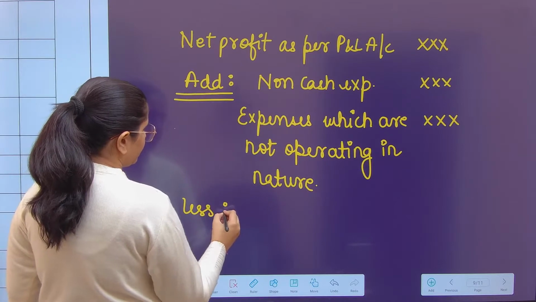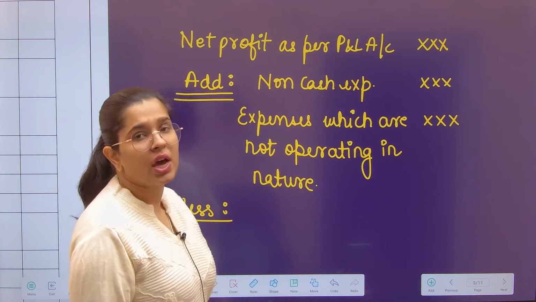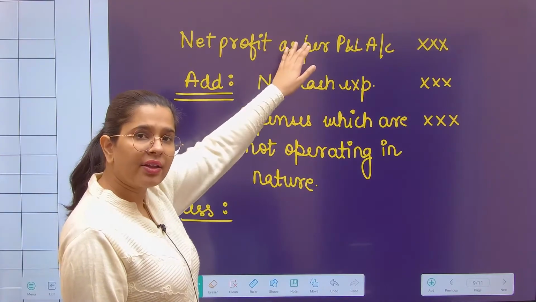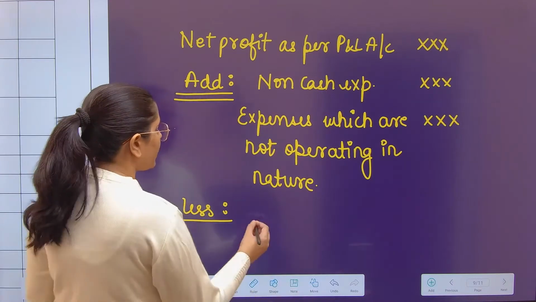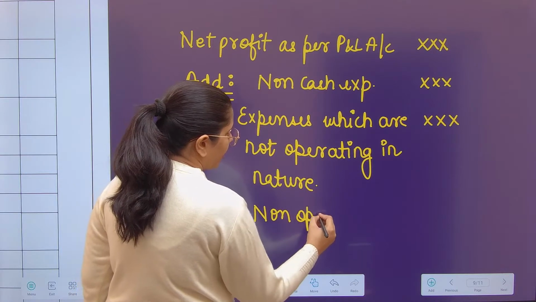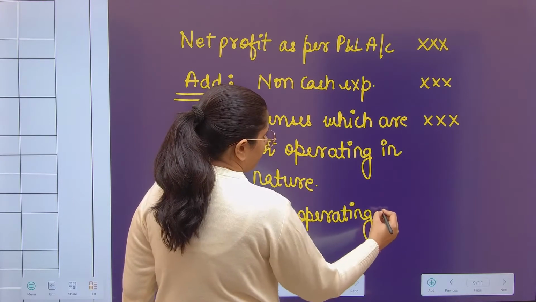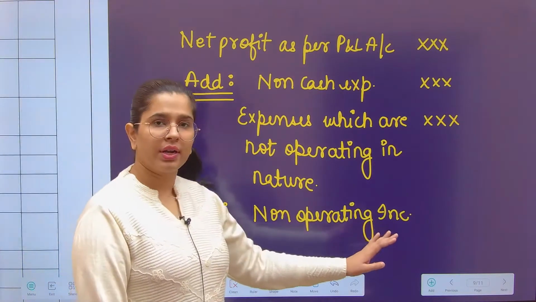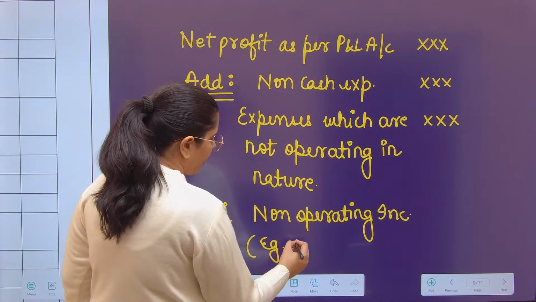After doing this, I will less. What will I less? There will be such incomes which are not operating in nature. I must have added that in calculation of net profit. Hence, now I have to remove them. So what I will deduct is non-operating income. I should remove it. Now listen to me, an example for this is like rent received.